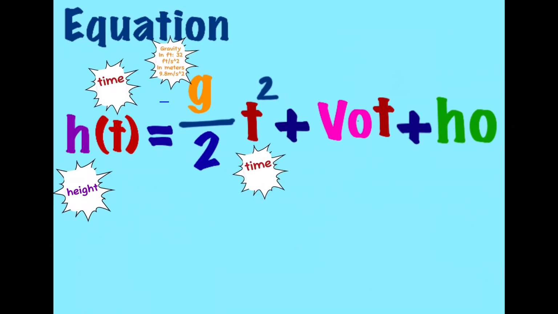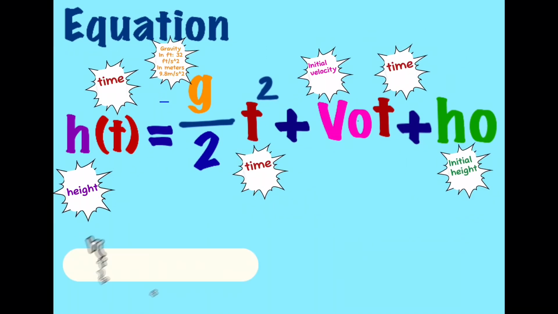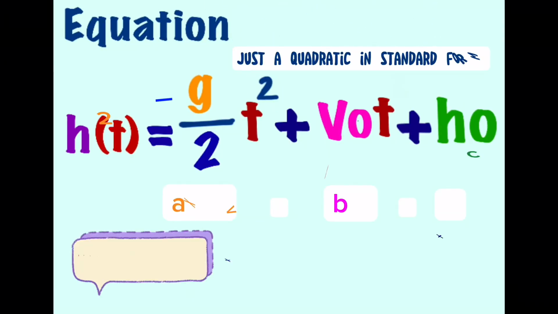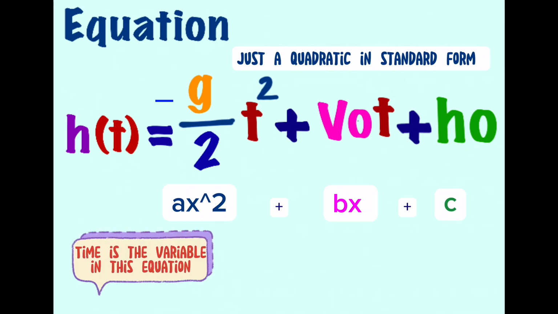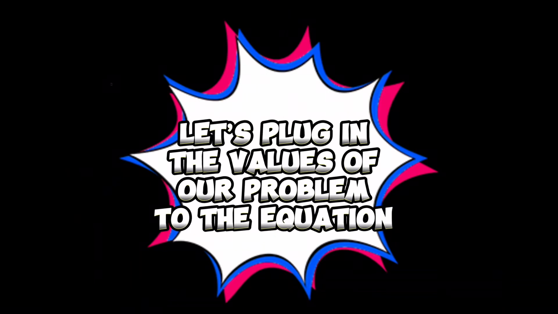This is the equation for parabolic motion, where h is height, t is time, g stands for gravity, v0 stands for initial velocity, and h0 for initial height. But guess what? This is just a quadratic in standard form where our variable is time. Now we can plug in the values of our problem into this equation.